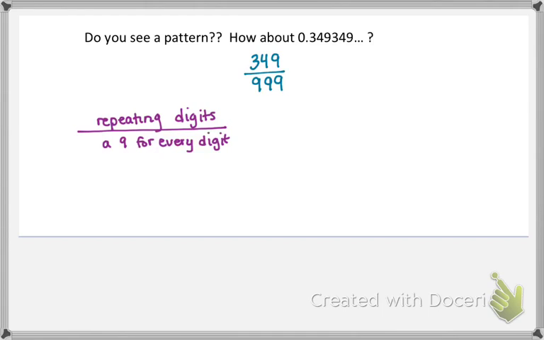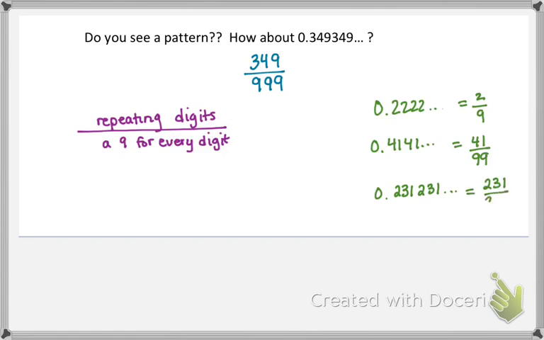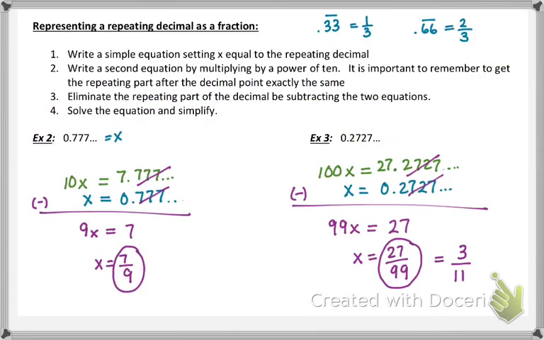Okay, so if it was 0.2222 repeating, this will be 2 over 9. If it was 0.4141 repeating, this will be 41 over 99. And if it was 0.231231 repeating, this would be 231 over 999. And then if you can simplify that fraction, you can simplify that fraction. Alright, so if you remember this trick, you don't have to do the whole equations thing, but that's why.